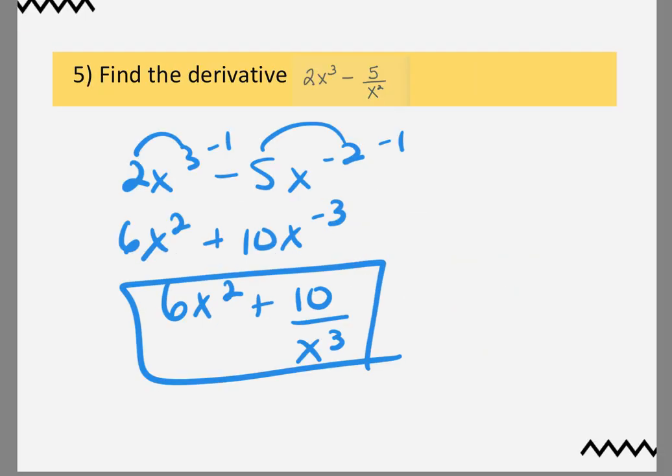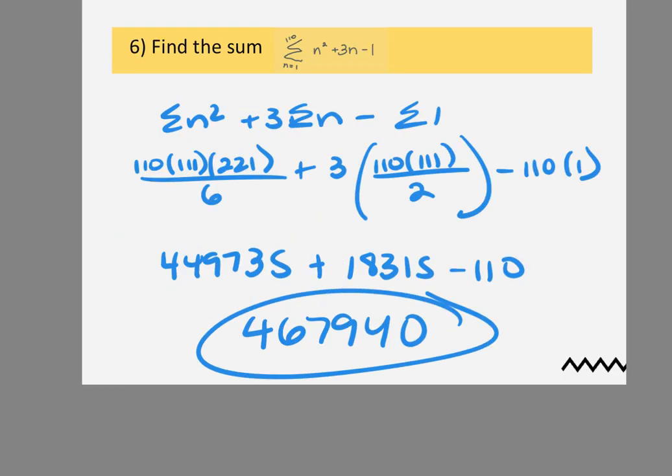5. I use the power rule. 3 gets bumped forward to become 6x. Subtract the 1, and it's squared. And then you have to bring the x to the top in order to use the power rule. So it becomes -2, bumps to the front, subtract the 1, and I get 10 over x to the third.